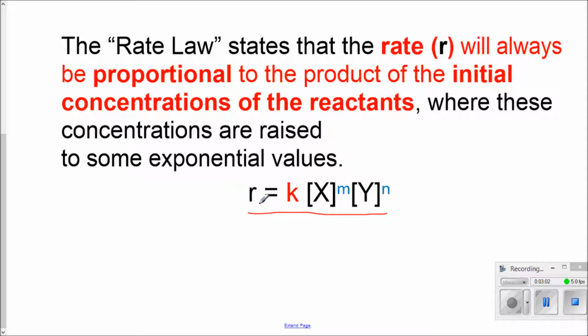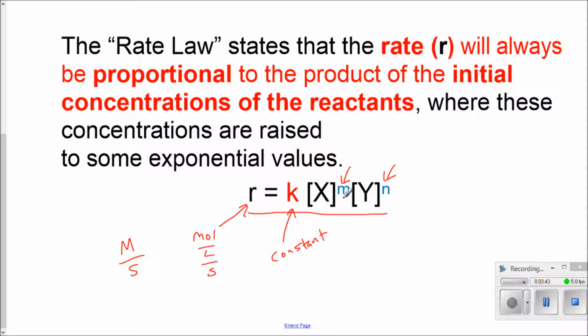What it states is that the rate R will always be proportional to the product of the initial concentrations of reactants. So we take the concentration of reactant X and the concentration of reactant Y, and we multiply them together, and each is raised to some exponent. Our rate is measured in moles per liter per second. The k is a constant, and it has different units depending on what type of reaction it is.